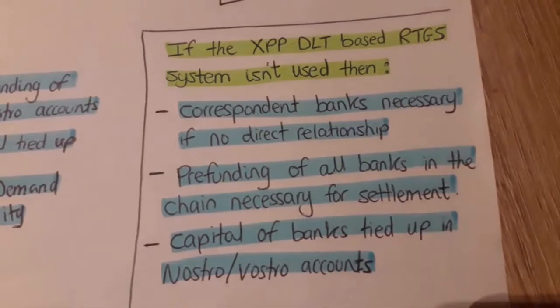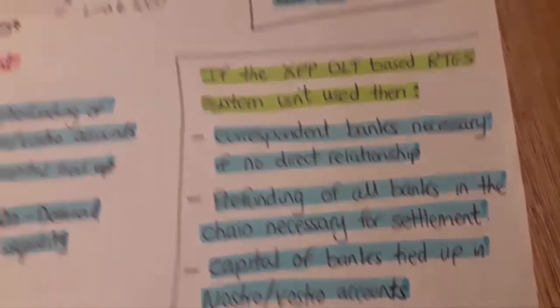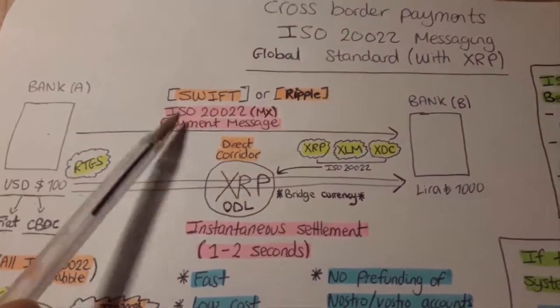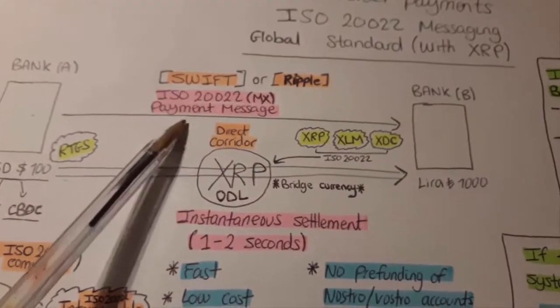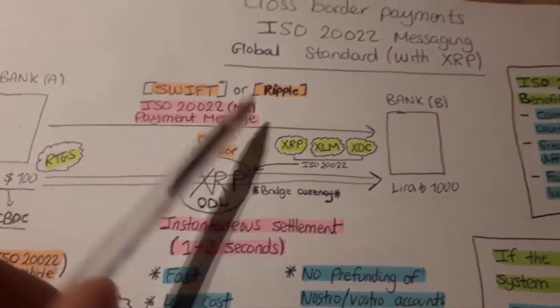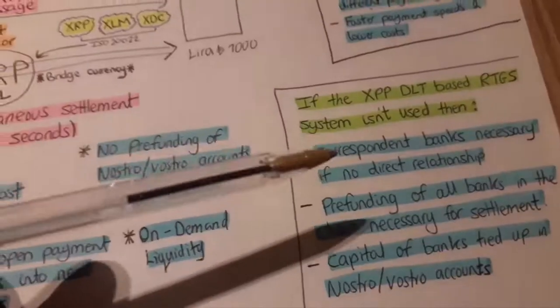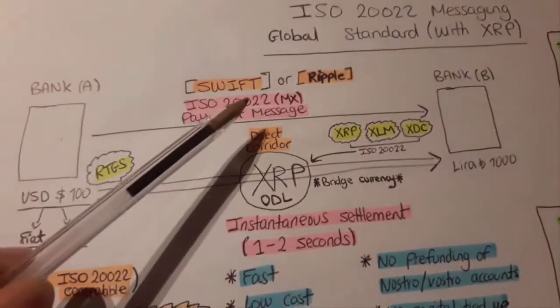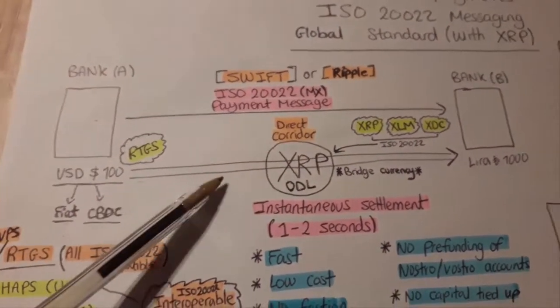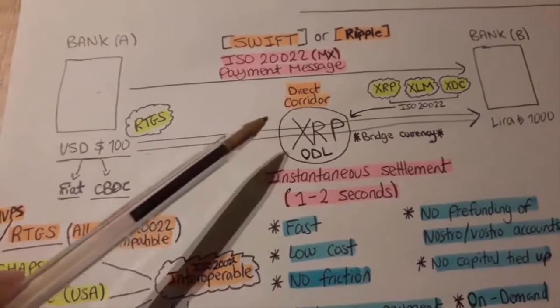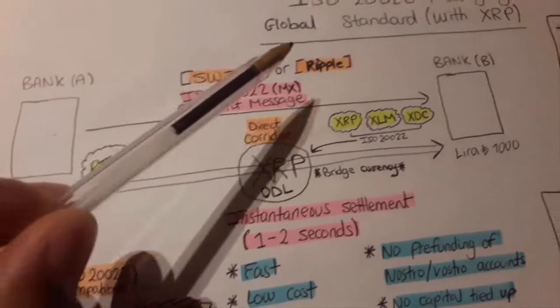Pre-funding of all banks in the chain is necessary for settlement. So that means there would have to be nostro vostro accounts, and then each correspondent bank has to be pre-funded in that local currency. And that means it's going to be capital tied up again because of nostro vostro accounts. So even though the message can be sent using Swift, if they're not going to use Ripple for that instantaneous direct corridor, they're going to have to use correspondent banks.